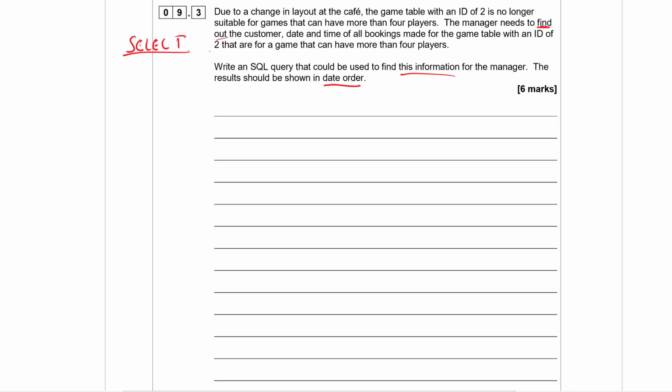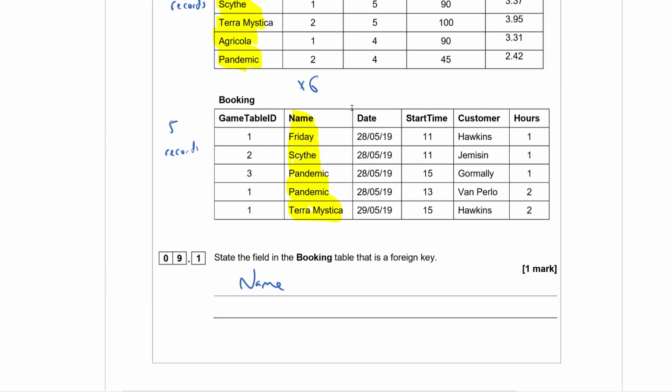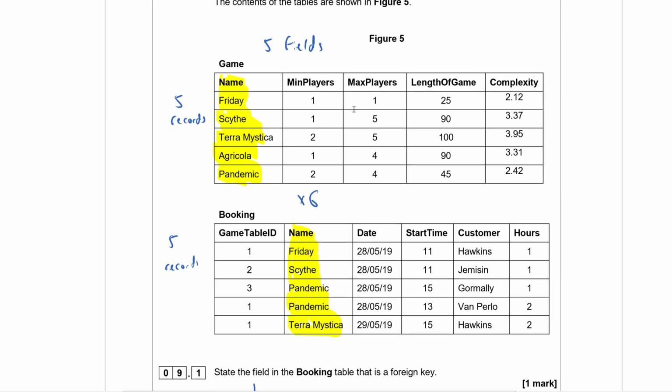So, first of all, looking for what fields. What fields are we looking for? Because the first part of select is listing the fields you want returned. So we want to find the customer, date and time. So let's look for this. We've got customer, date and start time. So those are our 3 fields. So customer, date, start time.